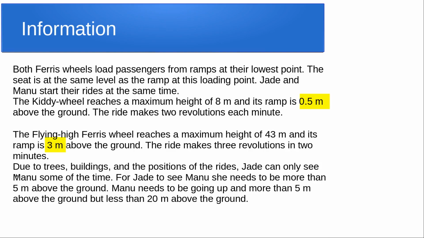Here we go. This tells us how they can see each other. Due to the trees, buildings, and positions of the rides, Jade can only see Manu for some of the time. For Jade to see Manu, she needs to be more than 5 meters above the ground. Manu needs to be going up and more than 5 meters above the ground, but less than 20 meters above the ground. So we need to find out when Jade first reaches 5 meters, because we know that Jade's going to start at 3 meters, and then when Jade first gets to 20 meters, and then we want to see how often that repeats itself using the period.